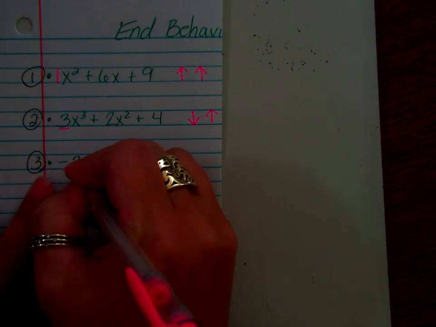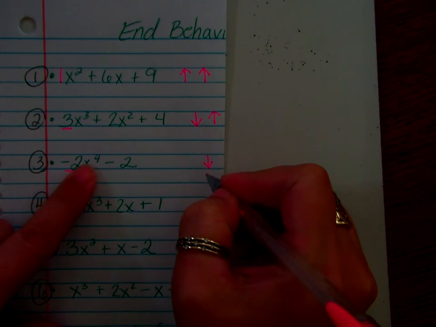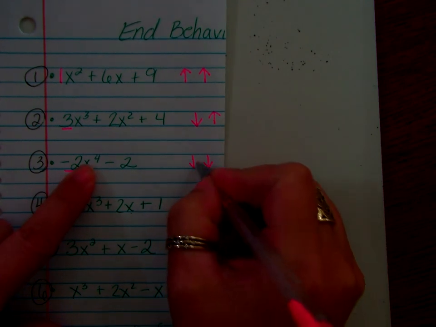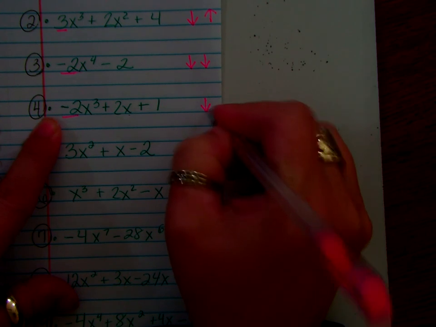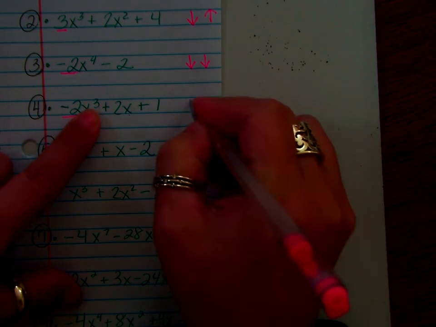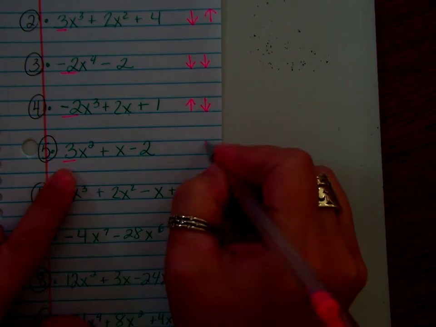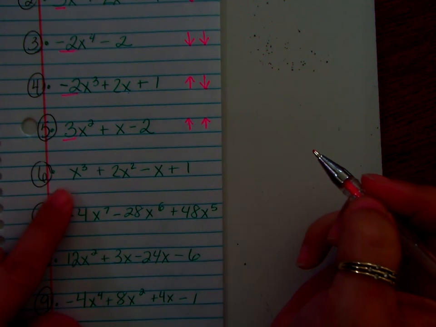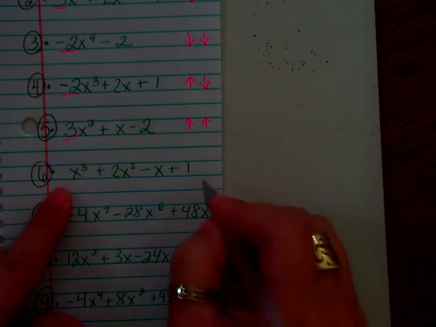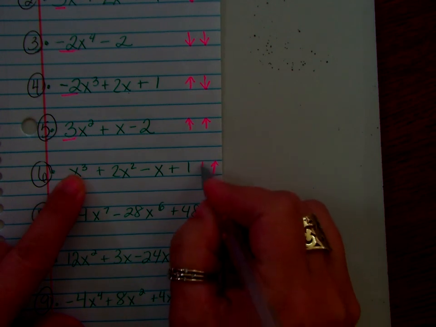Okay, so next we have -2. So the right goes down because it's negative. Then you look at your degree and you know the left does the same thing because 4 is even. We have a -2. So the right side goes down because it's negative. And I have an odd degree, so I know the left goes opposite. Here I have a positive, so the right goes up. The degree is even, so I know the left matches. Here, again, our leading coefficient is a positive 1, so the right goes up. I look at my degree, it's odd, so I know the left is going to go in the opposite direction.